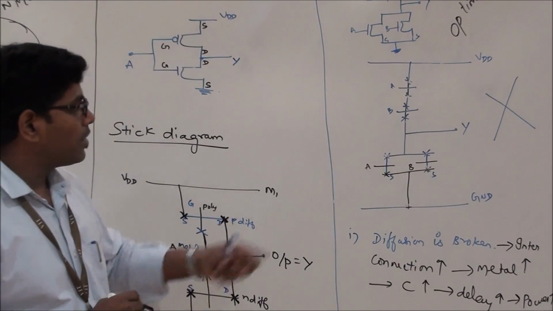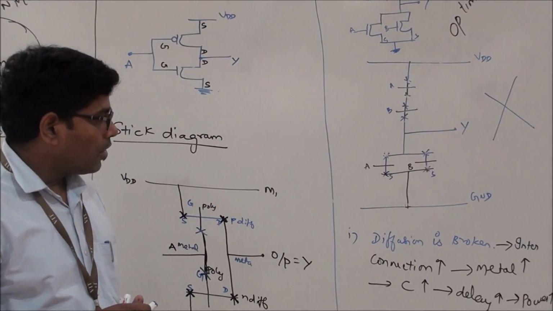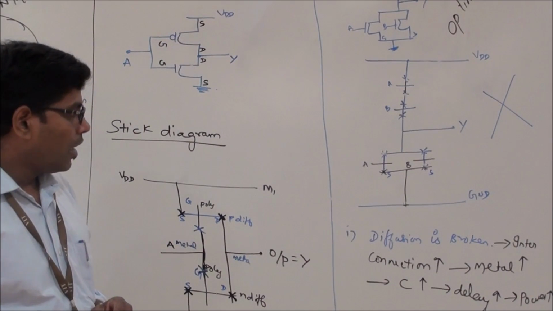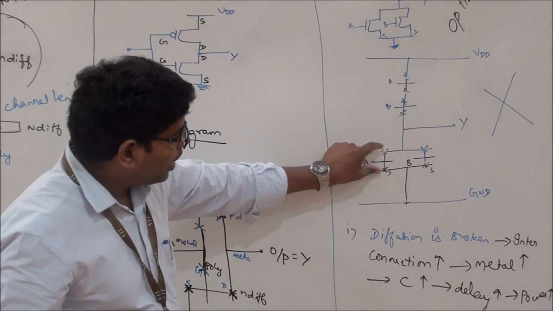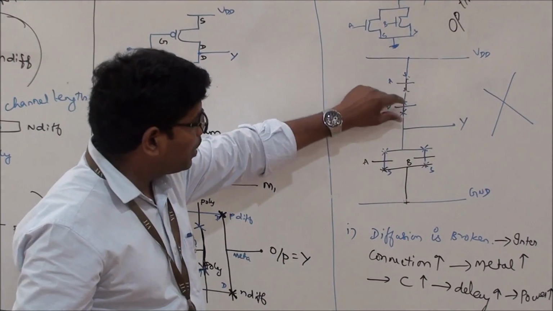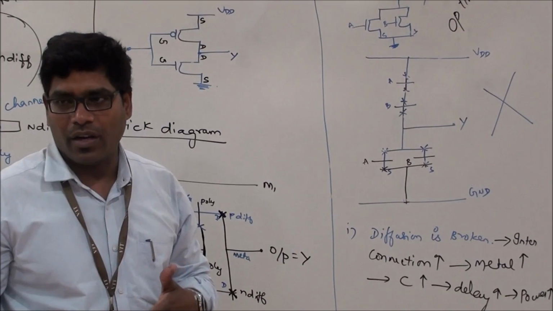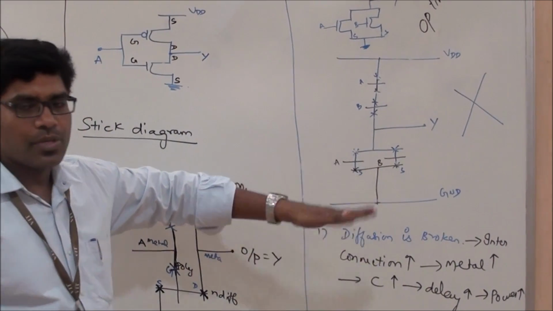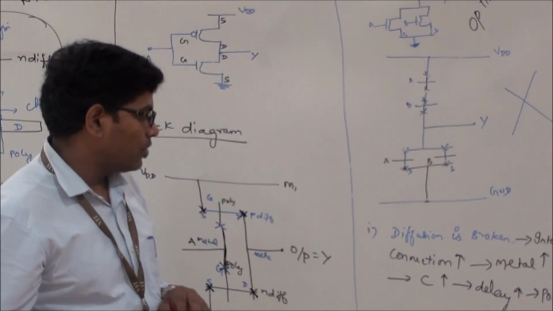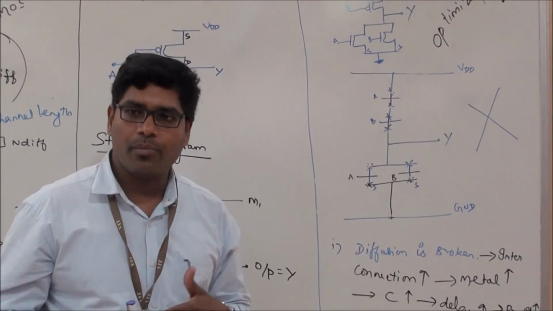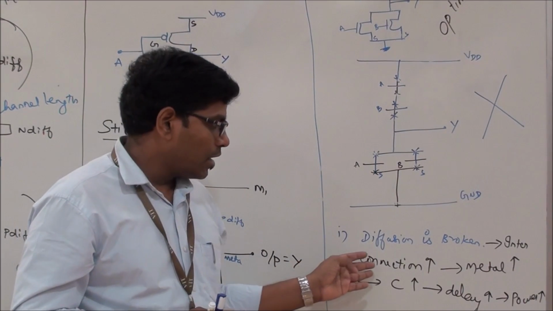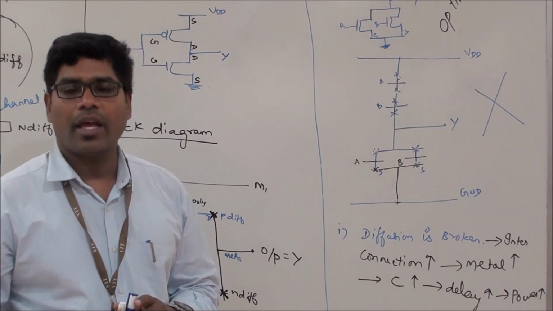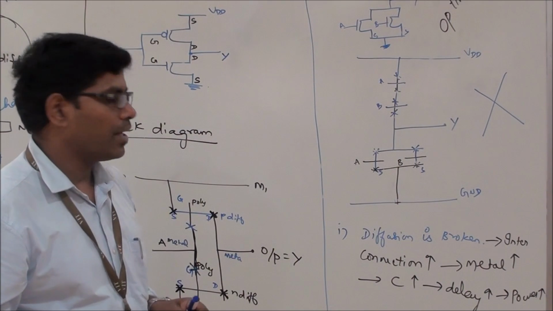So in this stick diagram, though this is functionally working, the problem we find is, since I have broken this N diffusion into 2 and P diffusion into 2, I simply went on randomly converting this schematic to a stick diagram and subsequently to a layout, which led to a broken diffusion at many points, and thereby too many interconnections and too much capacitance. Thereby it leads to too much power consumption and delay.